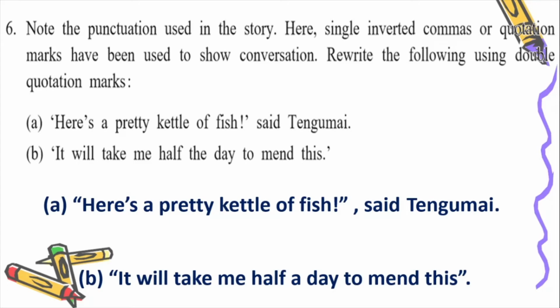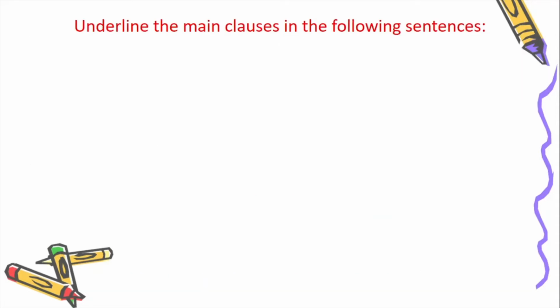So this is rather simple. You have just changed the format of the comma. You have not added any other element to this. Okay. So this is one exercise as far as single and double inverted commas are concerned. Now let us go to the next exercise in your book, and that is about clauses. There is an exercise in your book asking you to underline the main clauses in the sentence.